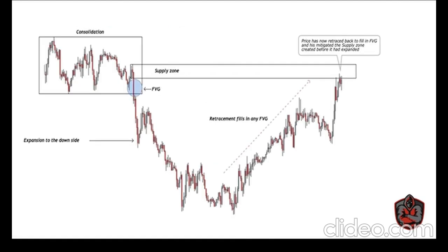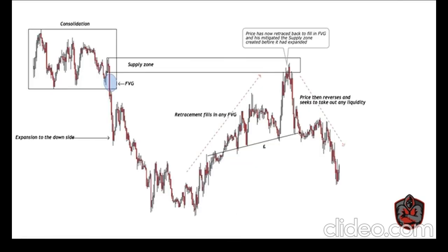Now, if I go to this example here, number 1, consolidation. Number 2, expansion happened, created inefficiency. Number 3, price pulls back to fill in that inefficiency. Number 4, price mitigates that supply zone. And then we get that reversal. And what's the aim for the reversal? To seek any liquidity. And what can we identify right here? A trend line.